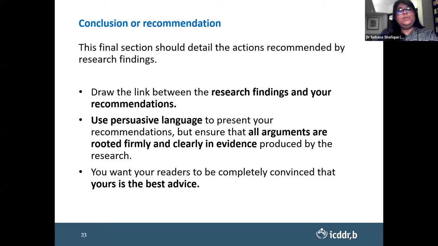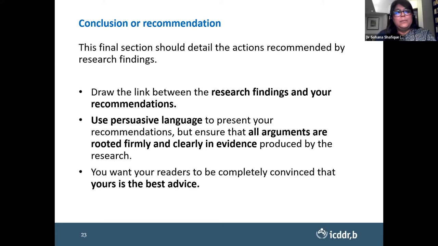So to write the conclusion or recommendation, this is the final section and it should detail the actions recommended by the research findings. This draws the link between the research finding and your recommendations. We need to use persuasive language to present our recommendations, but ensure that all the arguments are rooted firmly and clearly in evidence produced by the research or the research that you have summarized. You want your readers to be completely convinced that yours is the best advice.